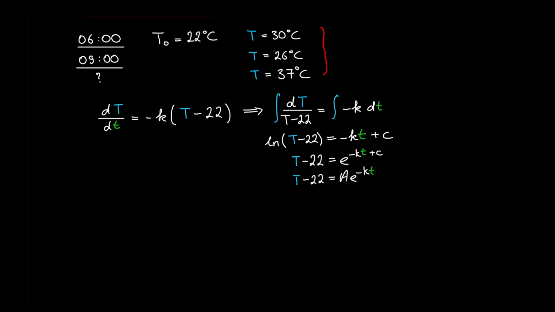Now, I just want to make one thing clear. t equals 0 means midnight. So if they say 6 a.m., in this case, t would be equal to 6. So what we get with the initial condition, at 6 a.m., the temperature of the body was 30 degrees.